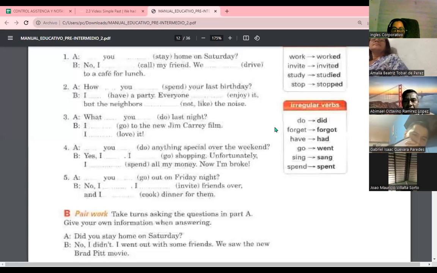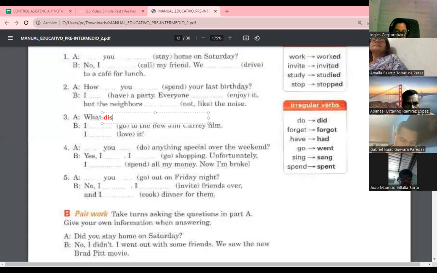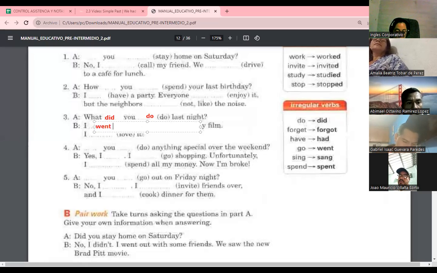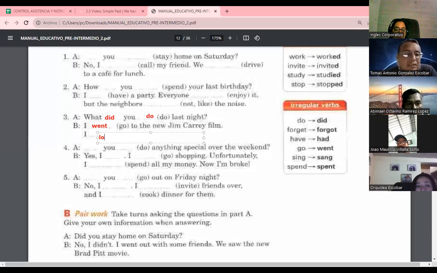Bien, entonces, continuamos. What did you do? What did you do last night? Ajá, last night. I went to the new Jim Carrey film. Excellent. I loved it. Okay, muy bien.